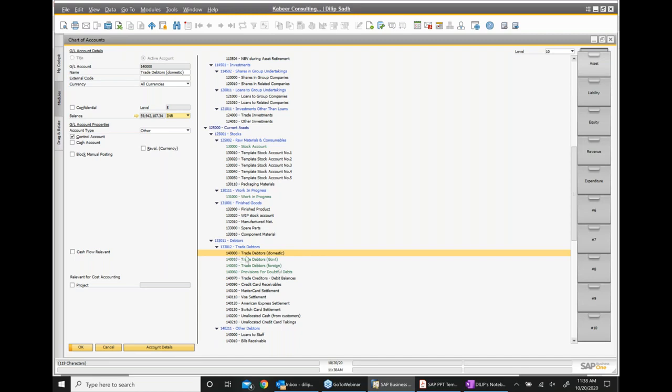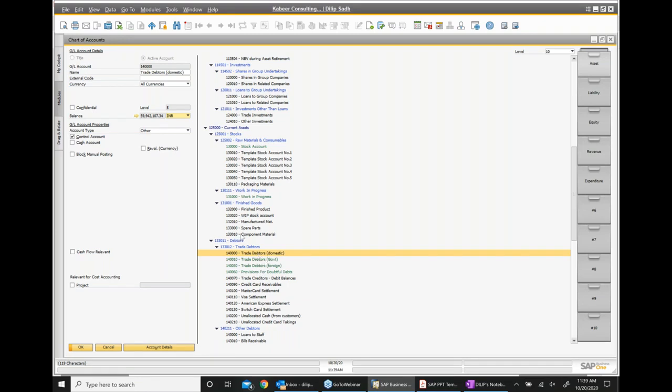So 1400 is for my domestic sale, 140010 is for my government sale, and 140030 is for my foreign sale. So that basically means, let's say I have a total sale of 20 crores. Out of 20 crores, I have 12 crore domestic, 7 crore government, and 3 crore sale to the foreign market.